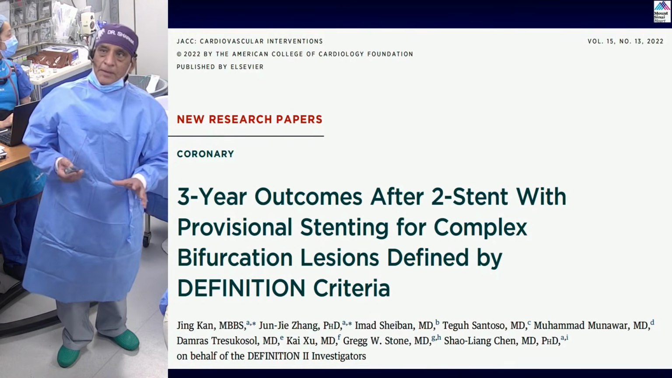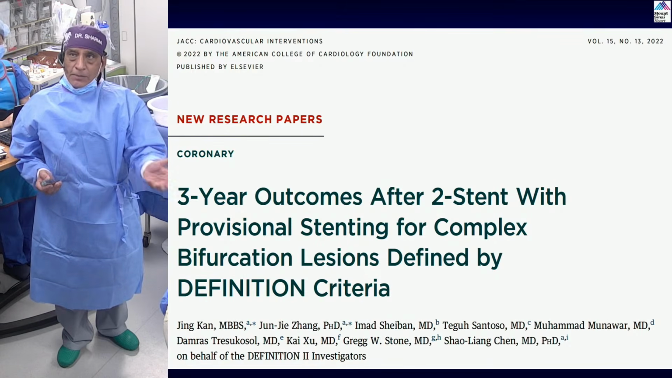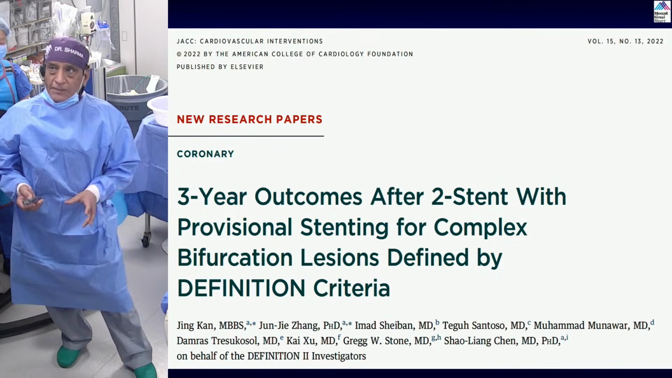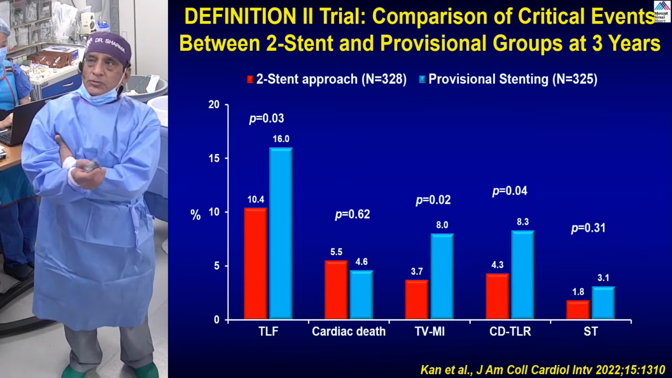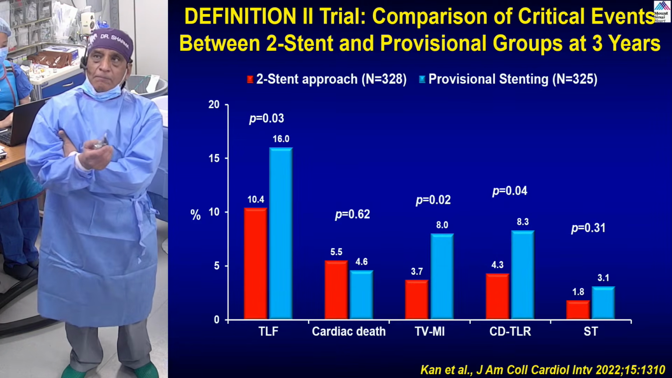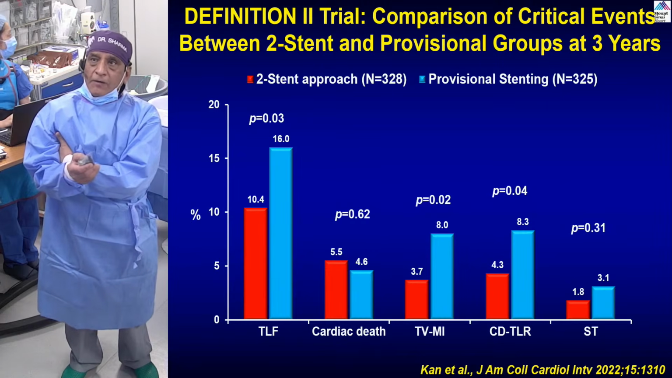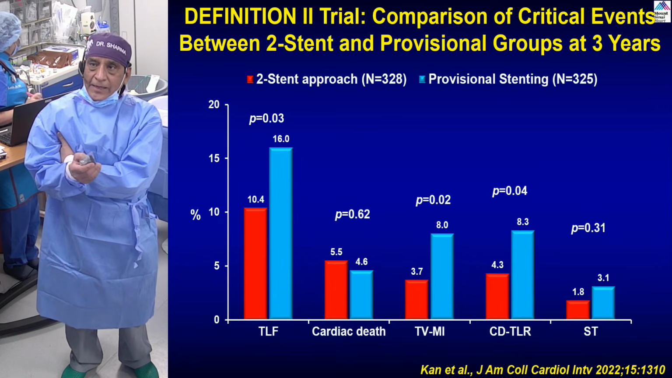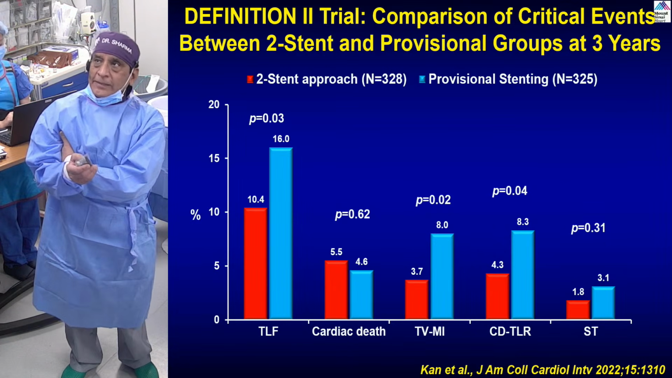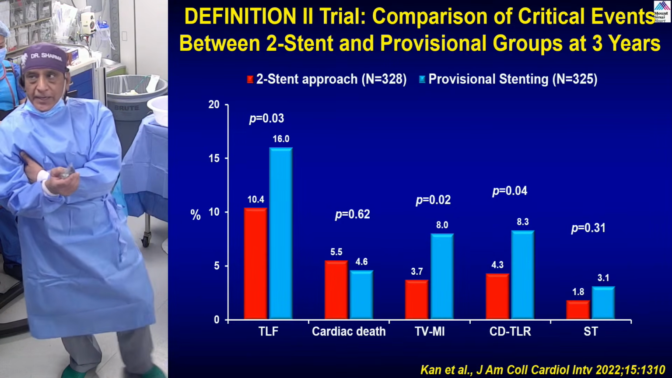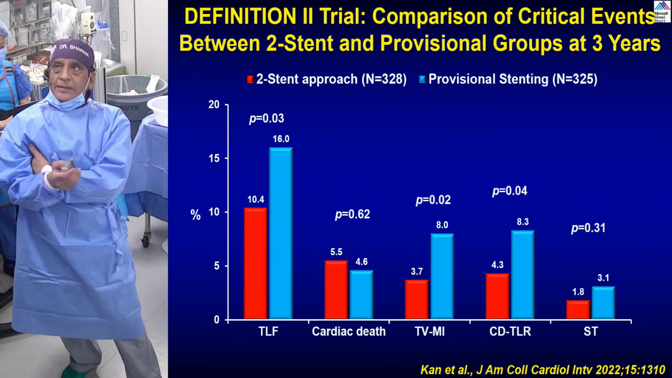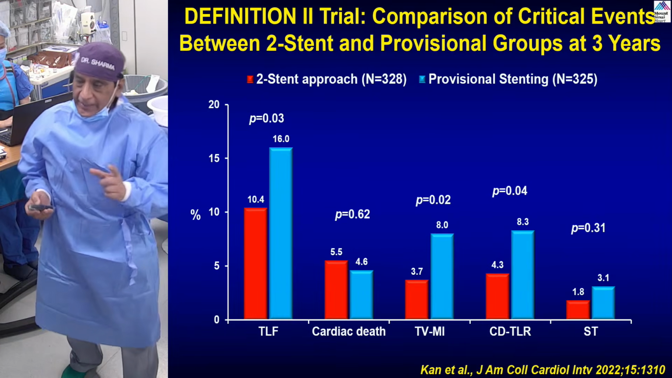So the same people then came out last month with a 3-year outcome with the 2 stent approach, and basically the same group followed up to 3 years, and they saw the persistence of the benefit of 10.4% target lesion failure versus 16% with the provisional stenting. So 2 versus 1, individual endpoints are shown there. All favored the 2 stent approach even at 3 years in these complex lesions.